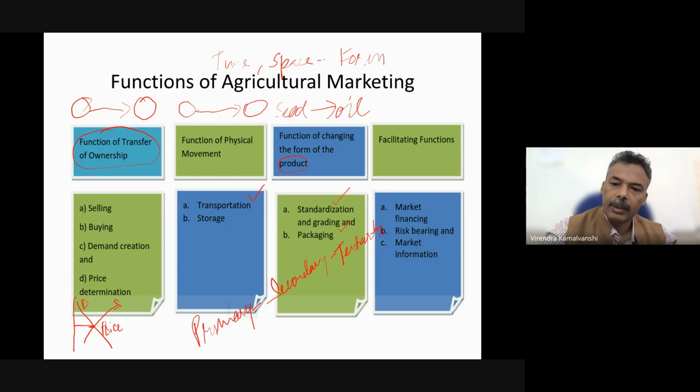So we have financing, we have market insurance. Okay. Risk bearing and market information. Okay. Definitely it includes insurance, also banking. Okay. So they come under tertiary.